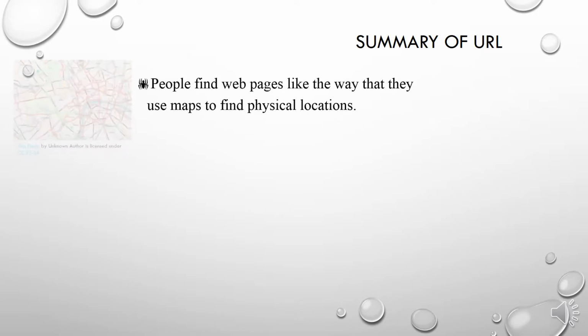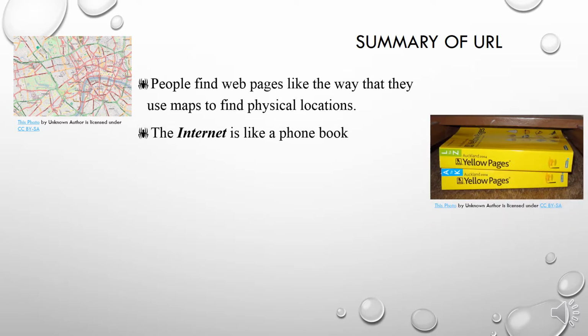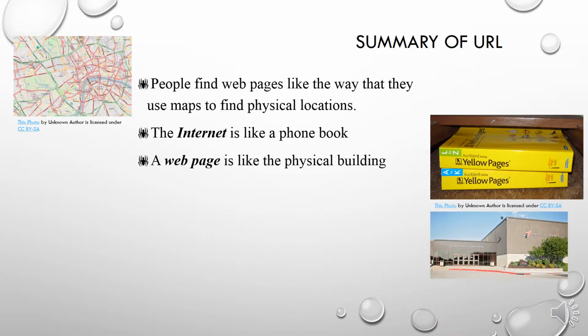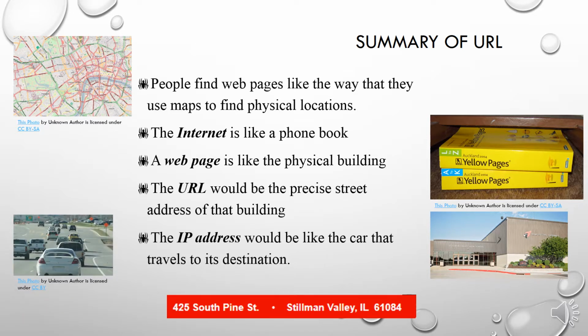So the summary of the URL. This is the best way to understand URLs. People find web pages like the way they use maps to find physical locations. The internet is like a phone book, a place where you can go look up an address where somebody lives or where a business is located. A web page is like the physical building. In this case, it would be like our Stillman Valley building, except it's a web page. The URL would be the precise street address of that building. For example, Stillman Valley's street address is 425 South Pine Street. The IP address would be like being in a car that's traveling to its destination.